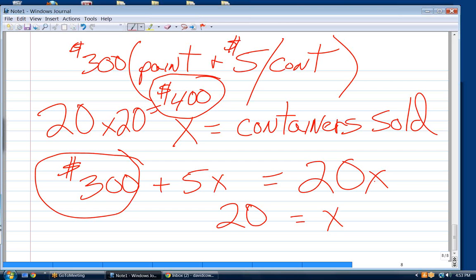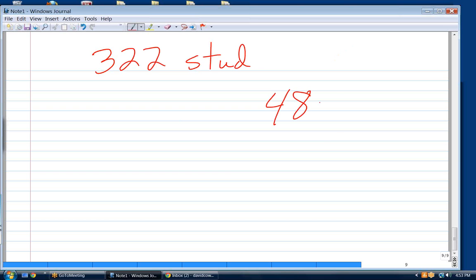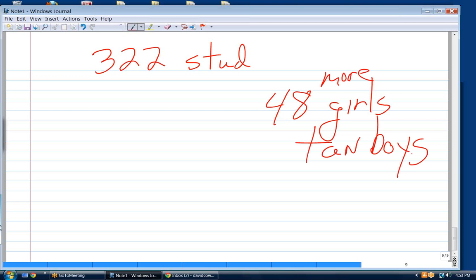So the next one is: there are 322 students in the 7th grade at your school. There are 48 more girls than boys. How many of each are in the 7th grade? Okay.